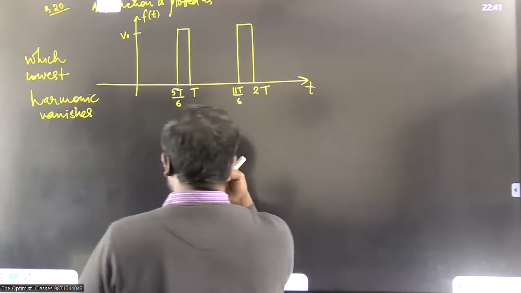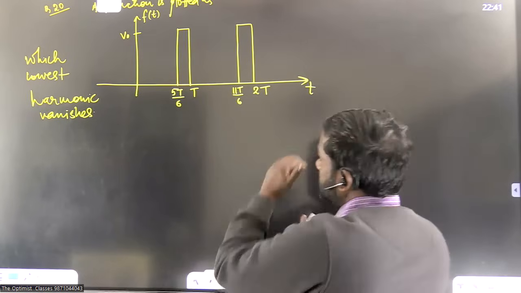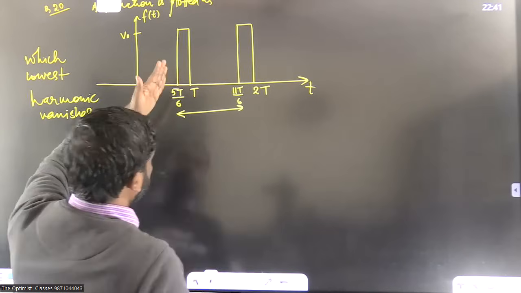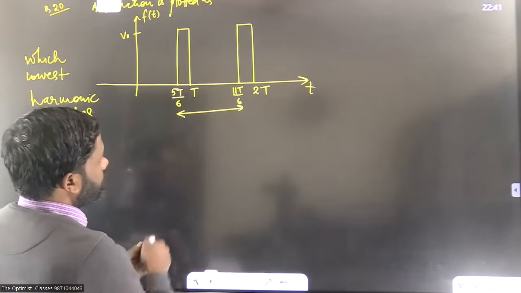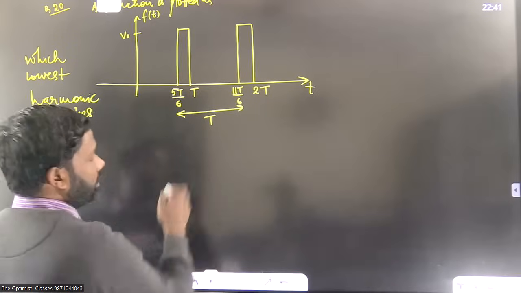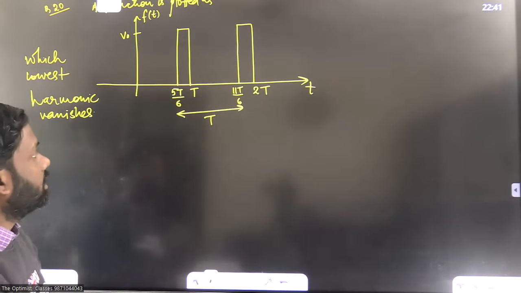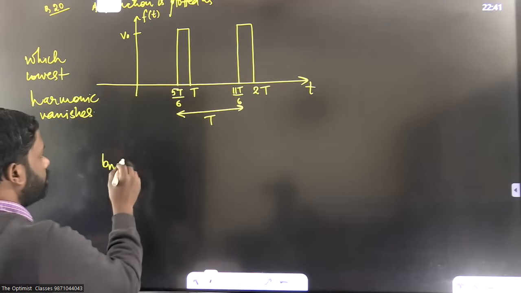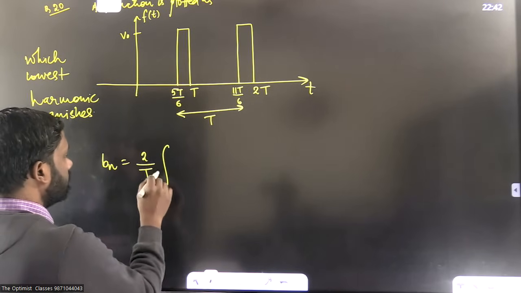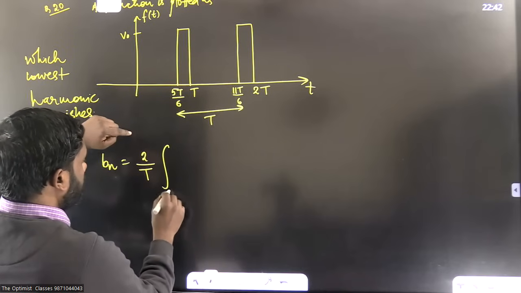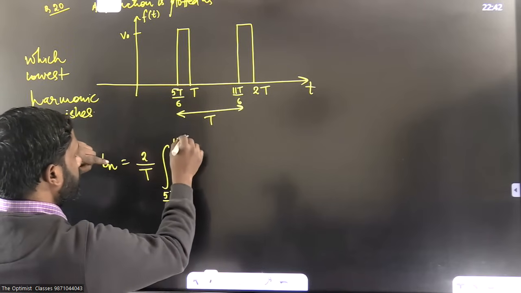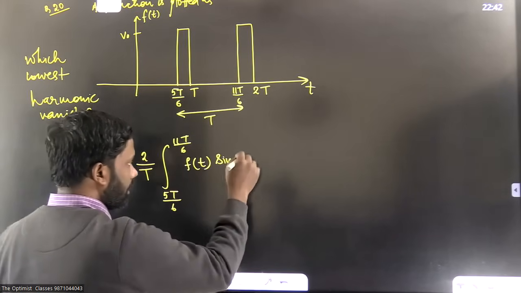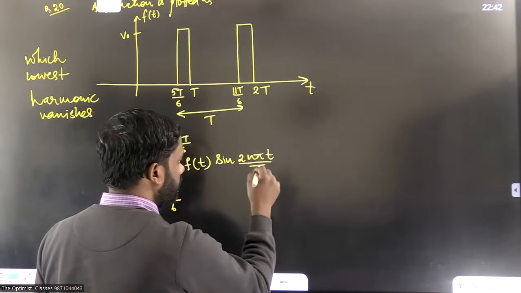Okay, so here you see this is a periodic function. It is repeating from here to here. You can see after this interval it is repeating itself. Here you can take the difference of the two, it comes out to be T, so the periodicity of this function is T. Suppose we are calculating bn. So bn is actually 2 by T, and here we have to integrate from 5T by 6 to 11T by 6, the function f of t times sin of 2n pi t upon capital T, dt.